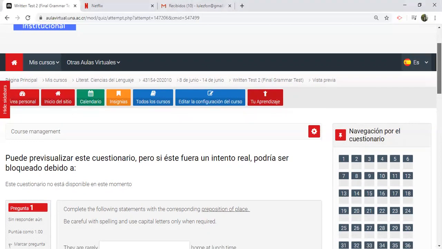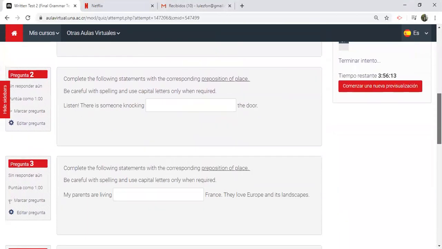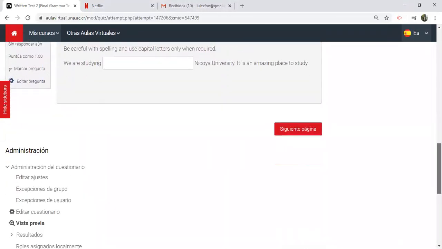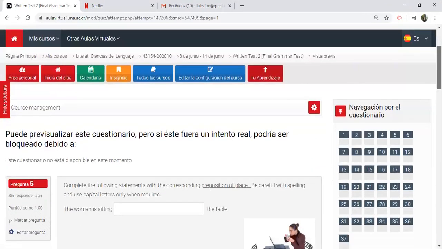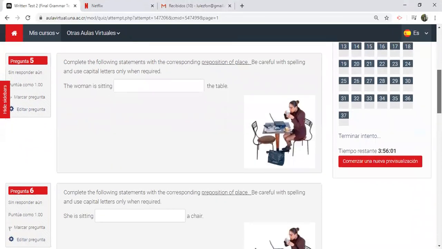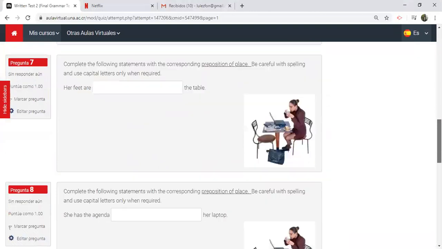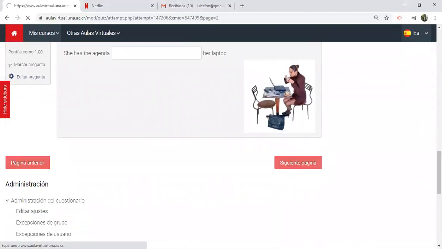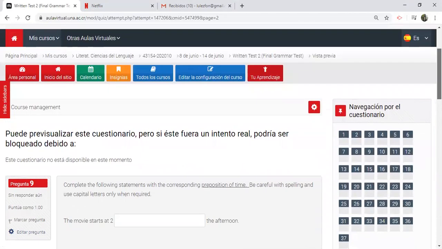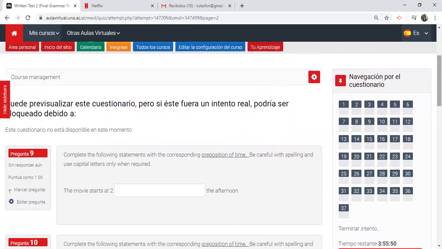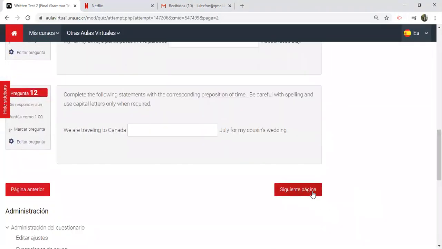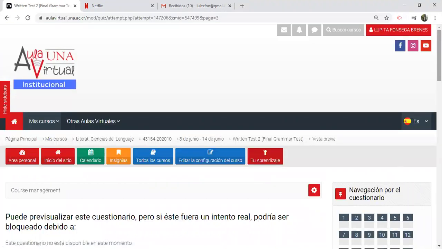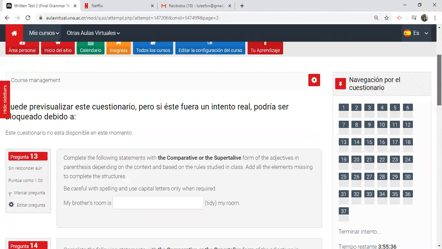If it says complete, you only have to complete. So in those sentences, you only have to complete with the missing information. This one says complete, with be careful with spelling and capital letters. So these are the same, complete and complete. Complete with prepositions of time. Be careful with spelling and capital letters. If you use capital letters incorrectly, the answer is going to be incorrect. So this time you must use capital letters when needed and spell correctly.